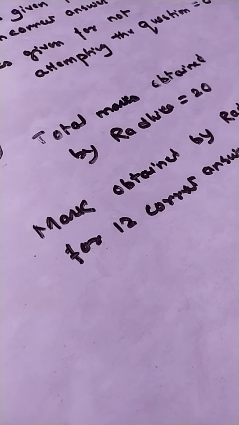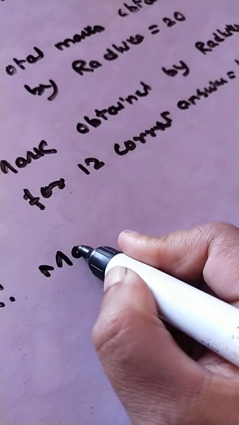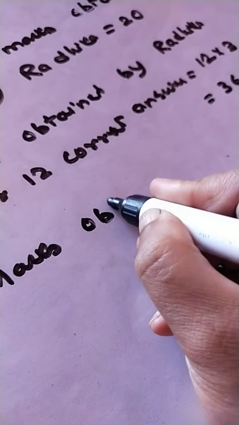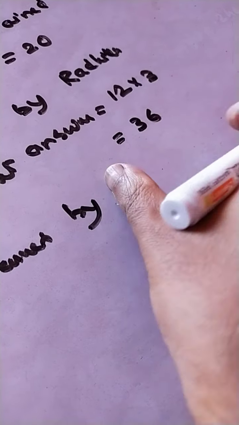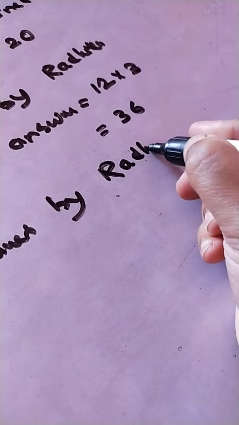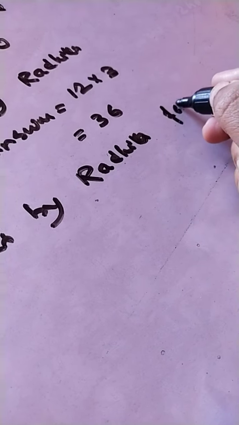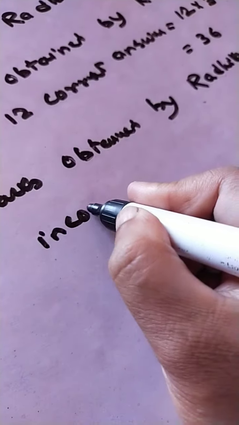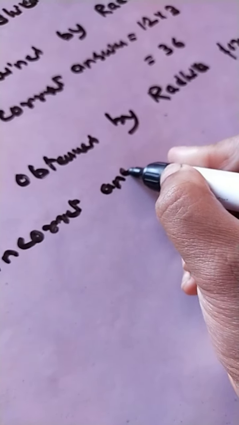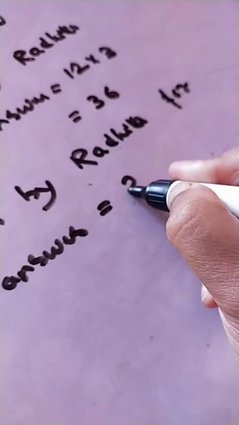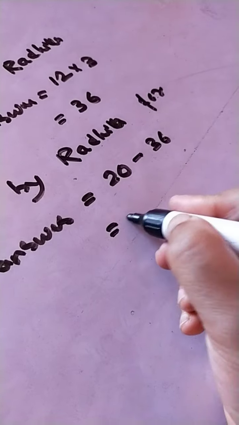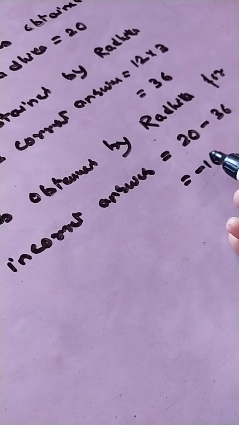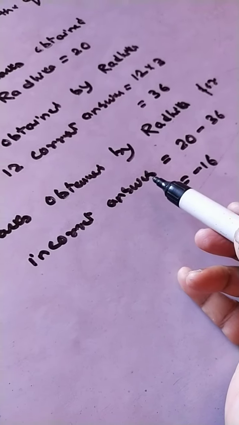Now this we know, and the total marks obtained by Radhika is 20. So the marks obtained by Radhika for incorrect answers would be, from the total points that she has scored, we have to subtract this 36. So that would be -16. So this is what she has scored from the incorrect answers.